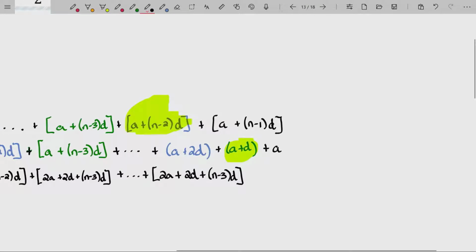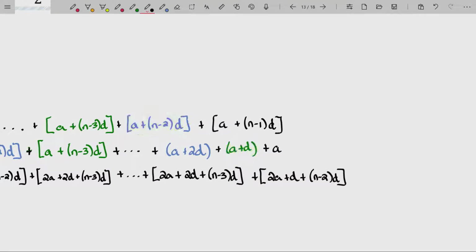And I still have room on my page. That's good. So plus, let's see, I have an a plus a, so that's 2a again, plus d plus n minus 2d. So far, so good. I feel very good about this. I'm going to erase those two. And the last one, I'll add this guy to this guy. And when you do that, you get, again, plus, I have two of those a's, plus n minus 1d.